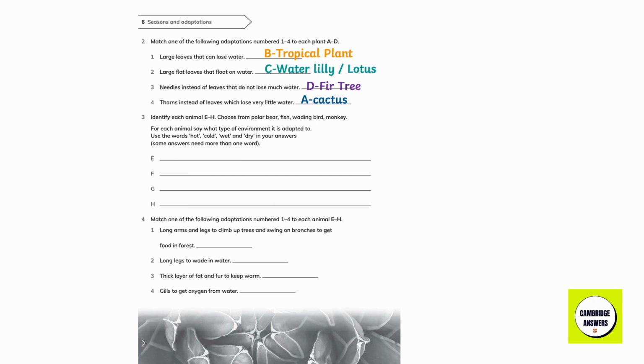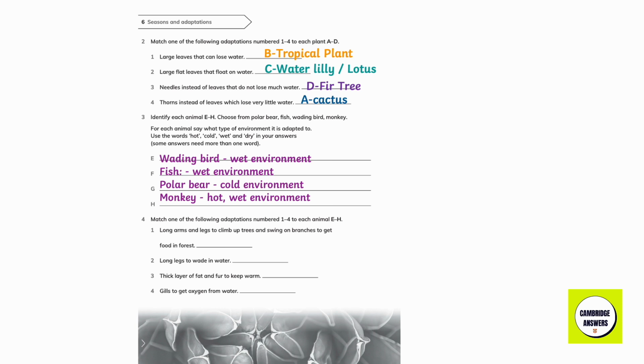Identify each animal E to H. Choose from polar bear, fish, wading bird, monkey. Use the words hot, cold, wet, and dry in your answers. Some answers need more than one word. Wading bird, wet environment. Fish, wet environment. Polar bear, cold environment. Monkey, hot, wet environment.